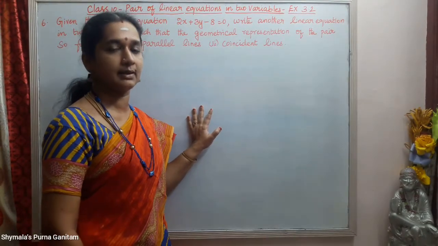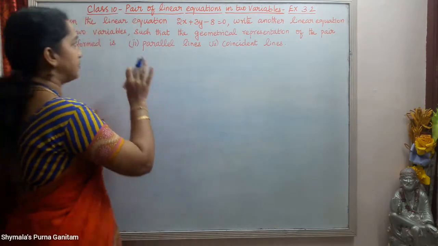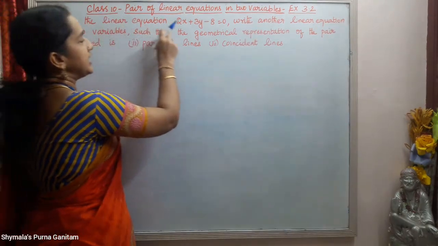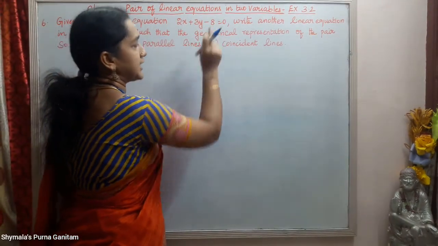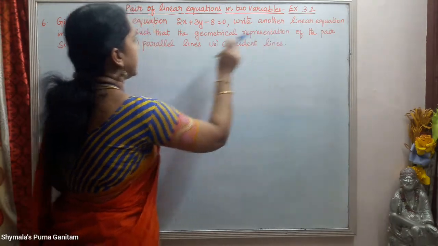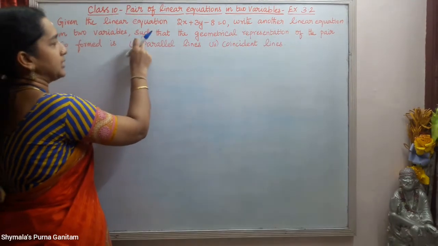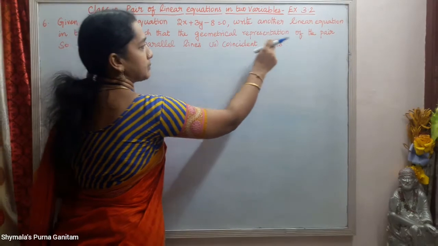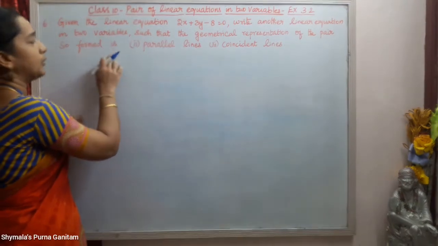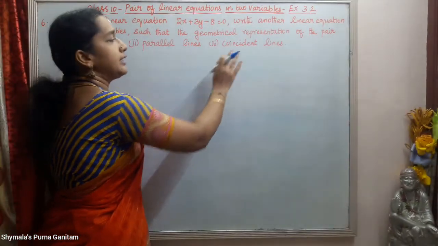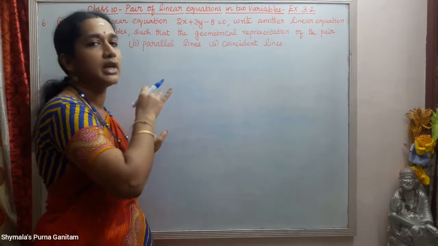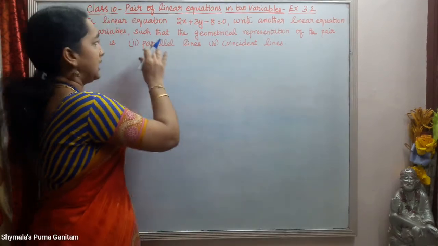Even in this sixth sum, one subdivision I have completed. That is, given the linear equation 2x plus 3y minus 8 is equal to 0, write another linear equation in two variables such that the geometrical representation of the pair so formed is parallel lines and coincident lines. So these two I will do in this class.